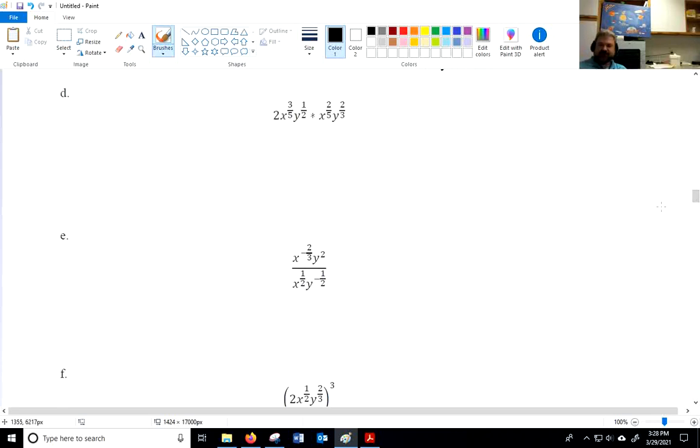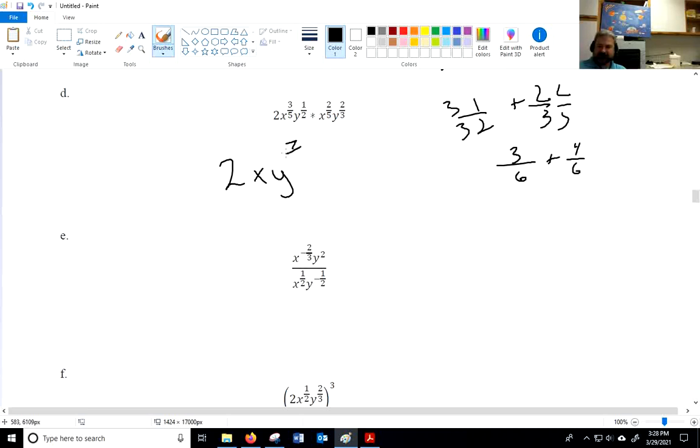All right, let's try the next one. Remember, we add the exponents when we multiply. So this is 2. I need to add 3/5 and 2/5. That's just 1/5. 5/5 is 1. Then 1/2 and 2/3. So 3 over 3 and 2 over 2. So 3 over 6 plus 4 over 6 is 7 over 6. And that's it for that one.